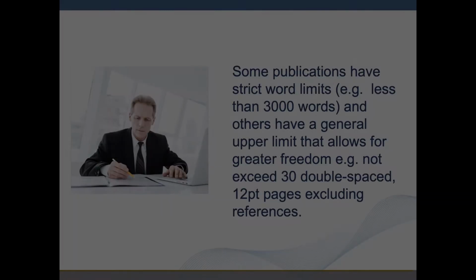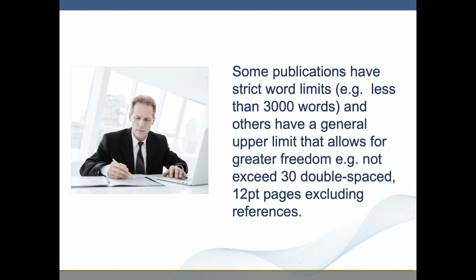Practical example for social sciences. The length of a research paper is almost entirely determined by the journal that you aim to submit to. For example, some publications have strict word limits, i.e. less than 3,000 words, and others have a general upper limit that allows for greater freedom, i.e. not to exceed 30 double-spaced 12-point pages, excluding references.